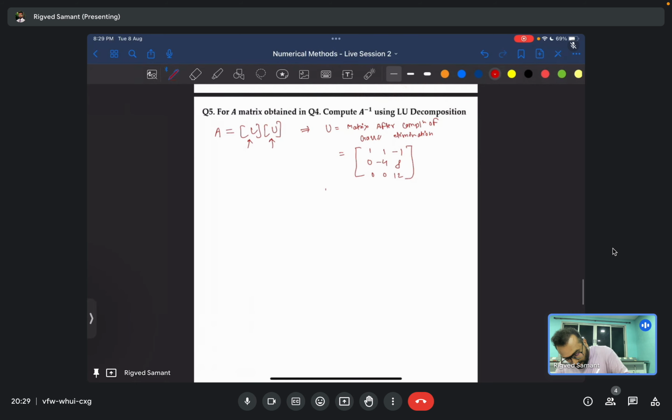And lower triangular matrix is, so this is upper triangular, lower triangular matrix is, your this all would be 0.